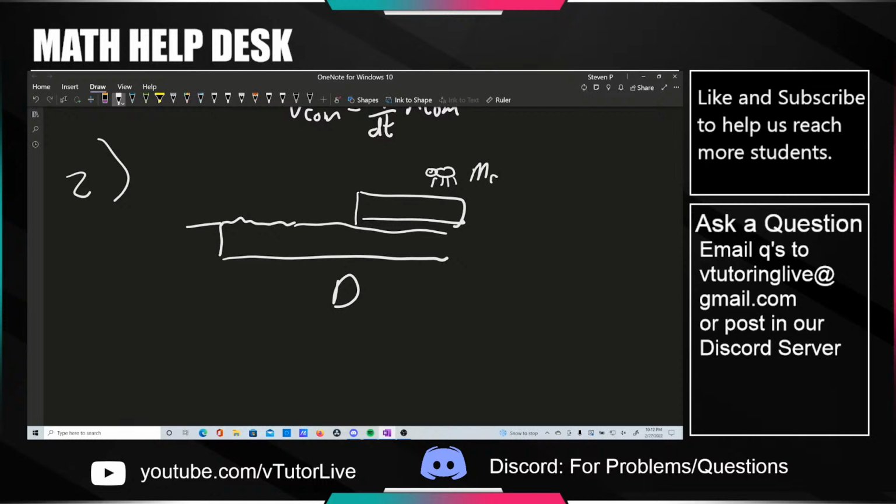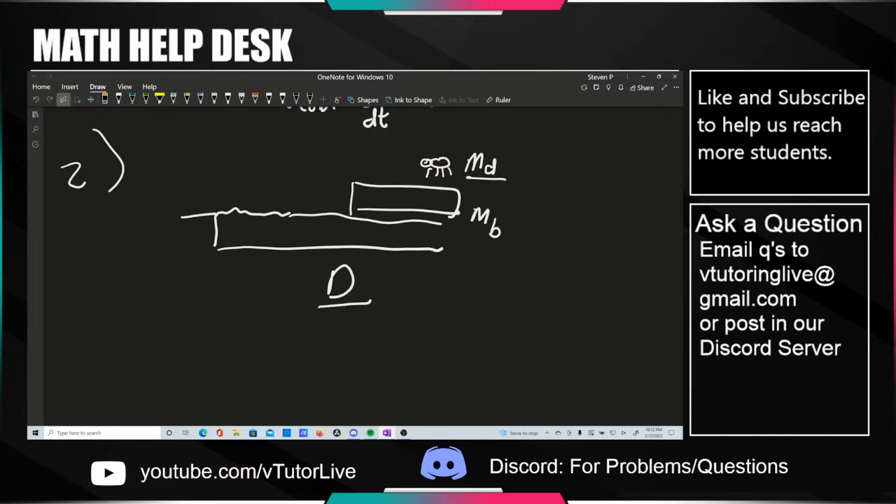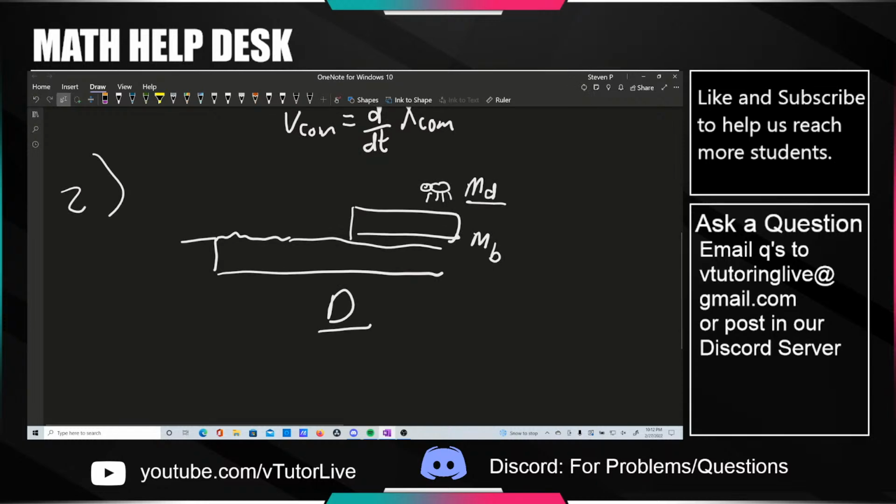Okay, so we know the mass of the dog, we know what d is, and we also know the mass of the boat. Let's call it little b. And okay, so what else do we know? We know that the dog walks 1.9 meters along the boat towards shore and then stops.